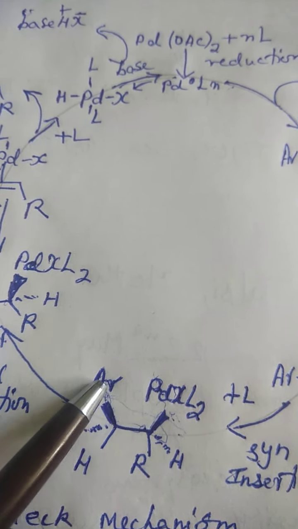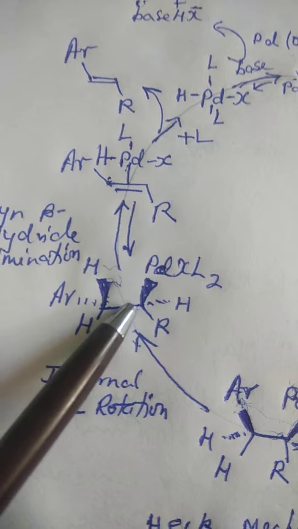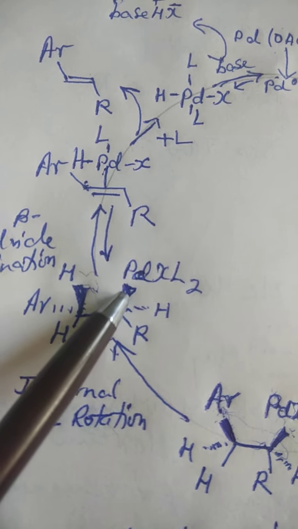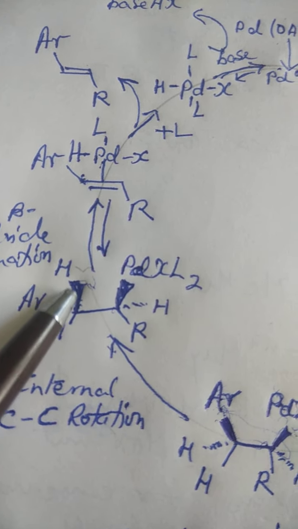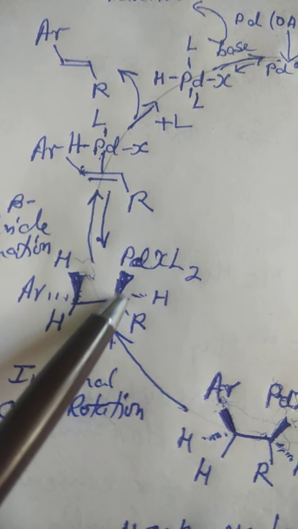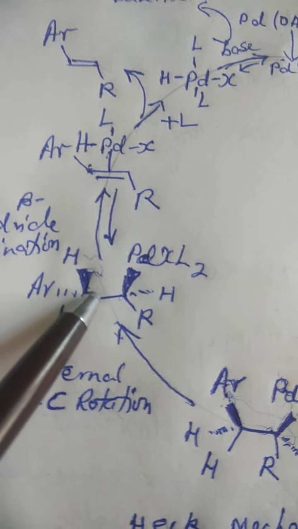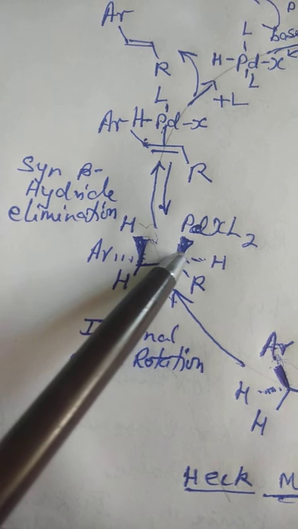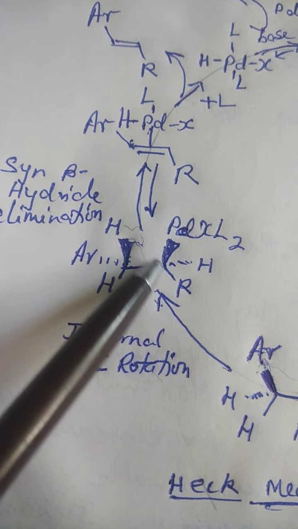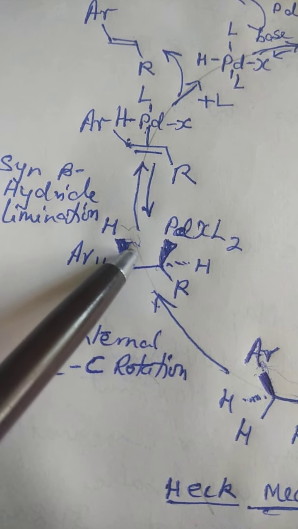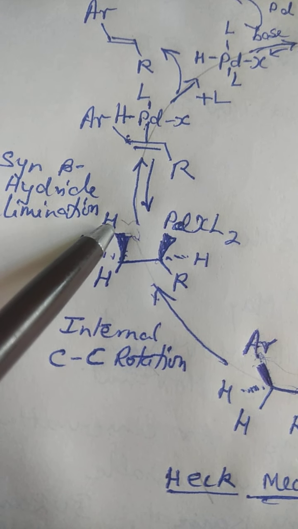With the result, what will happen? As a result of this internal carbon-carbon rotation, the rotation occurred. So see, this aromatic ring has moved to the opposite side of this palladium. With the result, this hydrogen is now on the same side as this palladium. That means, in other words, now these two can therefore in a way promote beta hydride elimination. Beta hydride elimination, because hydride means implying that this hydrogen takes this electron pair towards itself.